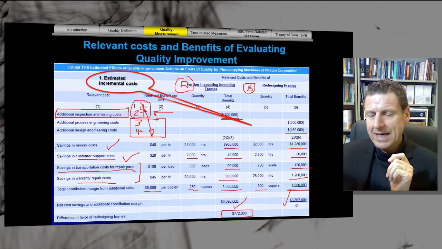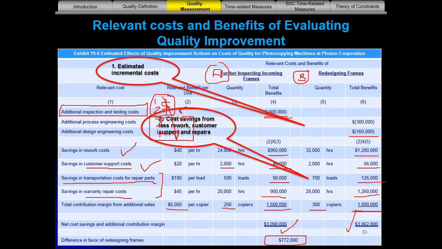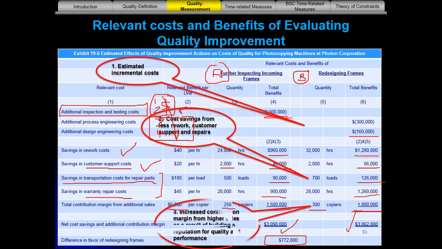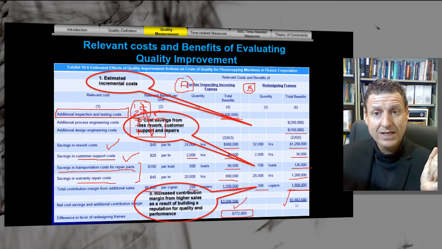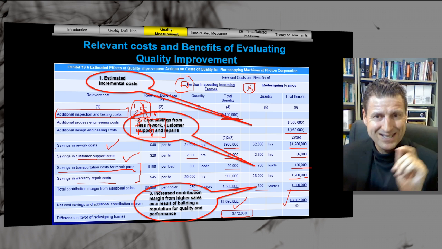So here's our summary. We have estimated incremental costs. We have cost savings from less rework, customer support and repairs. And we have increased contribution margin from higher sales as a result of building a reputation for quality and performance. Just to summarize these two options again, this is probably how you would present it to the CEO in terms of these three conversational points.